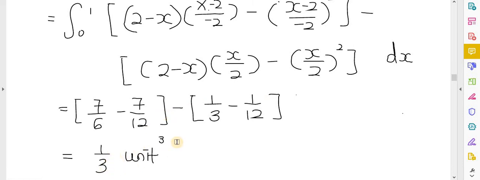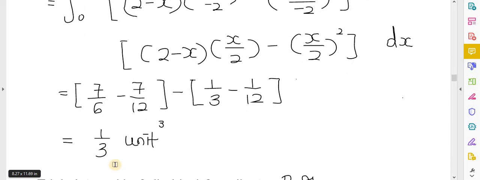I prefer you to use the calculator because it shortens the calculation time, and it also ensures you get the correct answer. So the answer will be 1/3 unit cube. The cube means this answer is the volume. So this is about triple integrations using Cartesian coordinates. And of course there are more examples in your module. You can look at it.